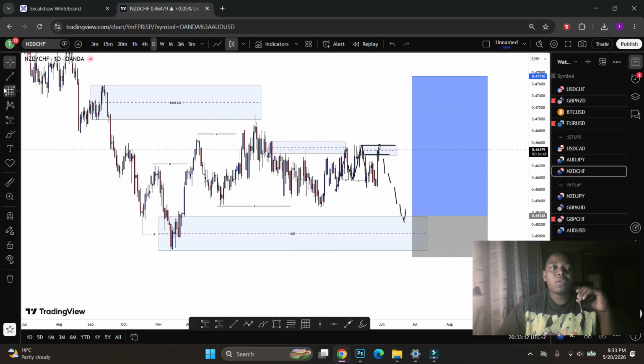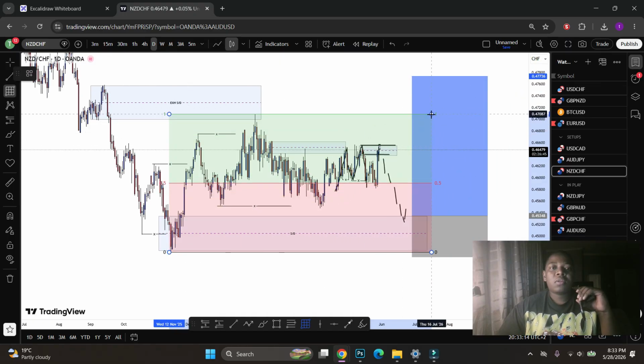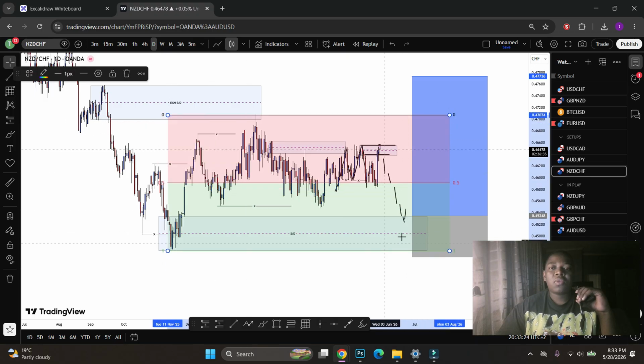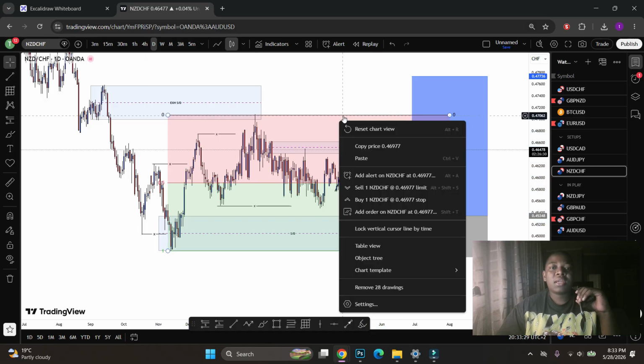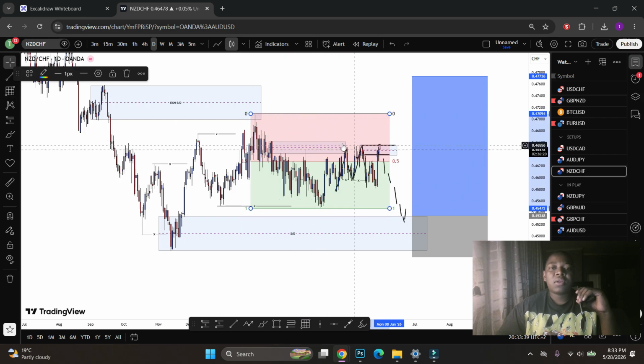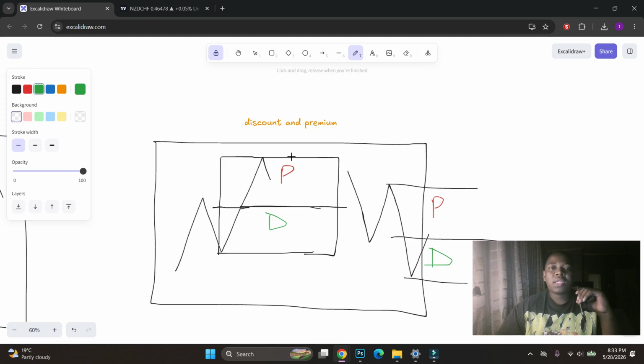Since we changed order flow, we only buy down here. We sell up here. Yeah, we only buy here, sell up there. The reason why I said price is in premium area here is because of this. From here to here, already I can see that we have sells on top, and we did change order flow. So yeah, that's discount and premium.